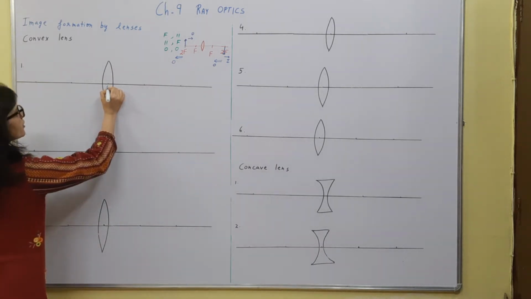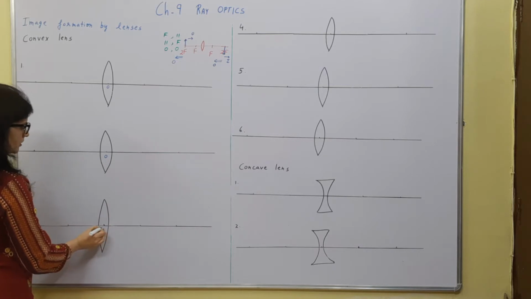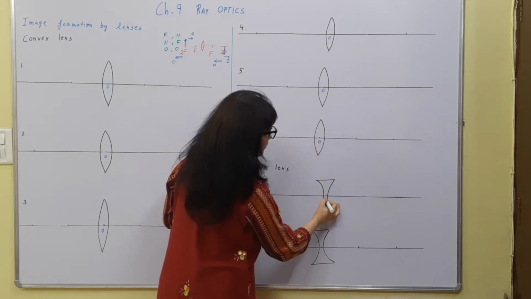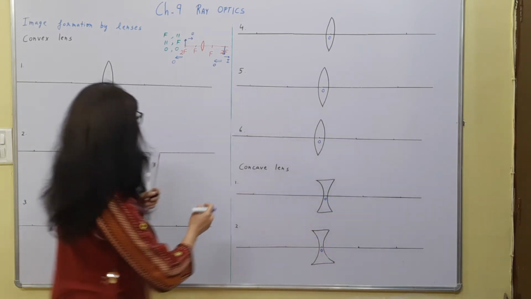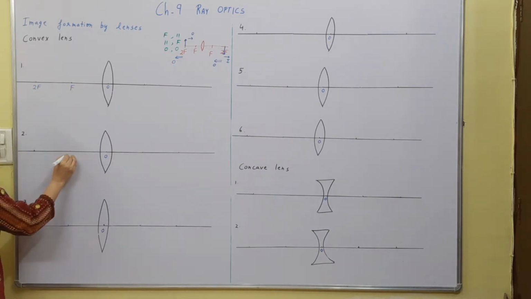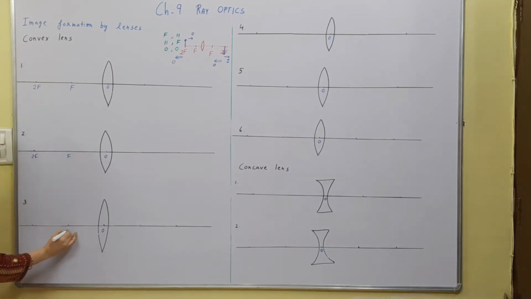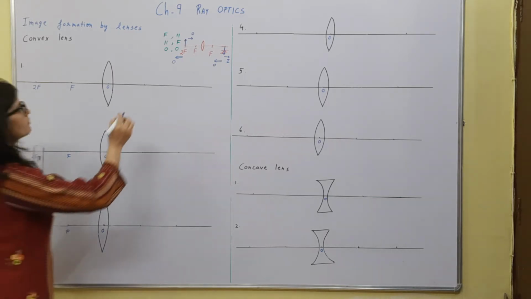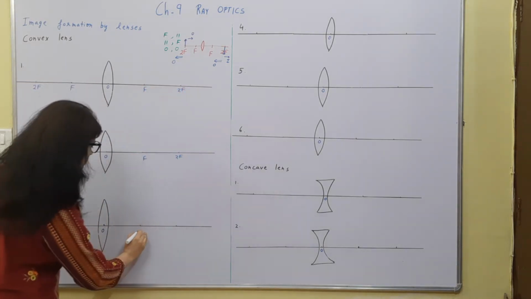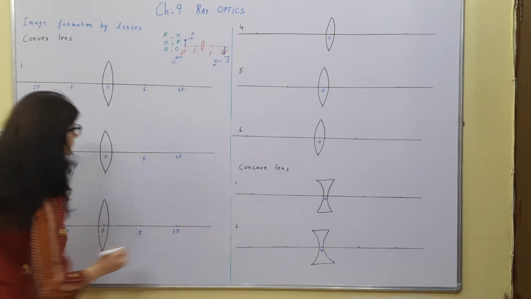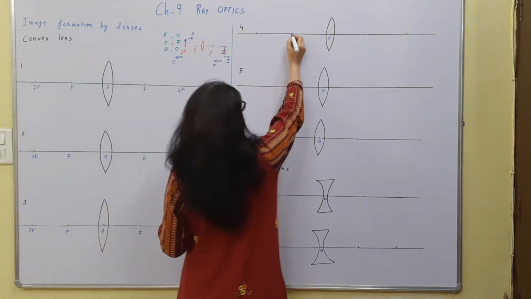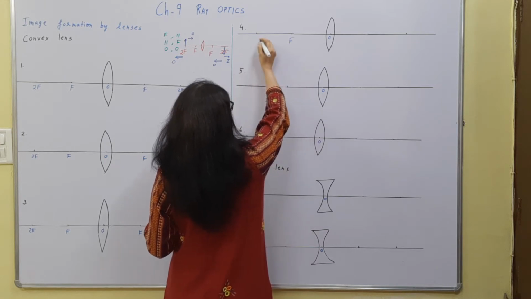So I'm marking all the points. This is optical center, this is optical center, this is optical center here, and this is also optical center here, right? This is f, this is 2f, again f, right? So we have 6 positions for image formation by these lenses, convex lenses.